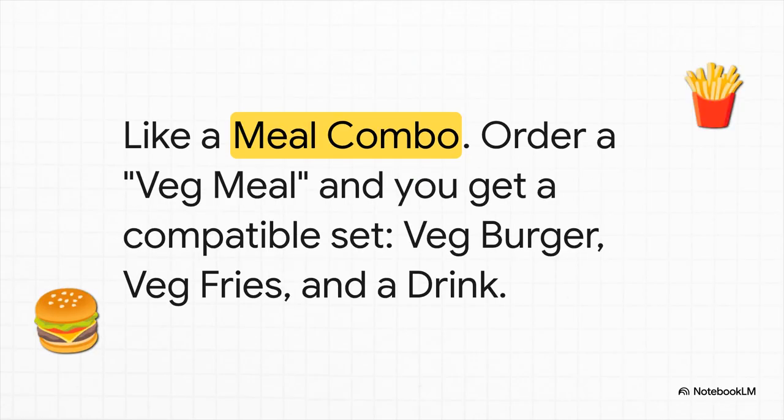Okay, now let's level that up with the abstract factory. This one is more like ordering a full meal combo. If you ask for a veg meal, you don't just get one thing. You get a whole family of items that are guaranteed to go together. A veg burger, some veg fries, a veg-friendly drink. The factory's job is to make sure the entire set is compatible.